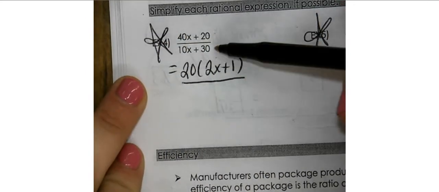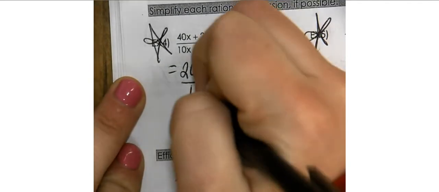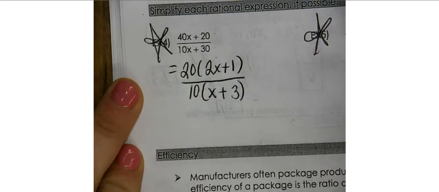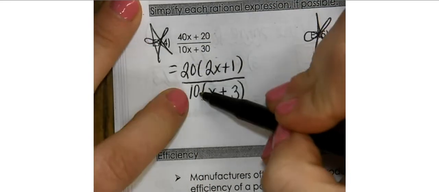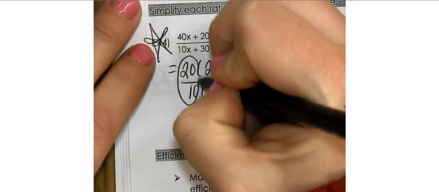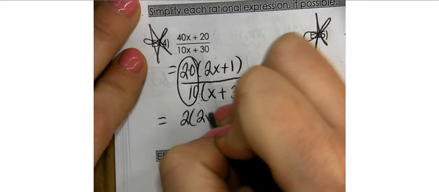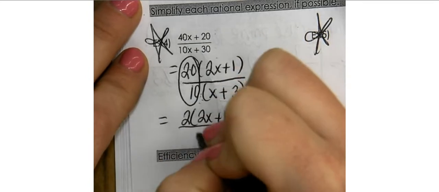10x and 30 both have in common a 10. So I'm going to factor out a 10, and my leftovers is an x plus 3. Now, 10 can go into 20 evenly, and I can divide these 2 numbers out. And I know that 20 divided by 10 is 2. So my answer is 2 times x plus 1 divided by x plus 3.